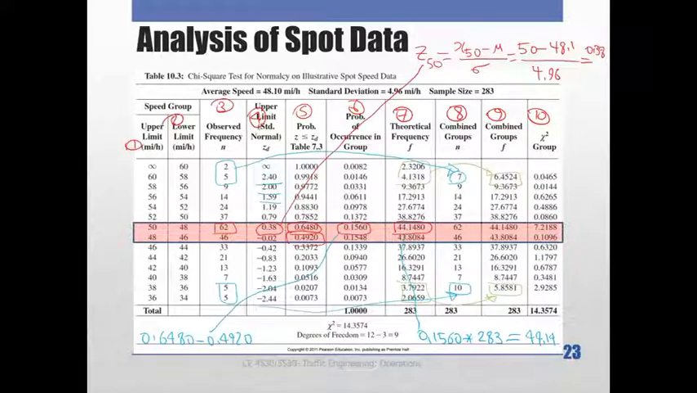How can we get the chi-square itself? So basically chi-square, this number specifically, is equal to, so I'm going to write maybe the chi-square test in here. So my chi-square is equal to Ni, which is basically the observed frequency, minus your theoretical frequency squared, divided by the theoretical frequency for that specific speed group.